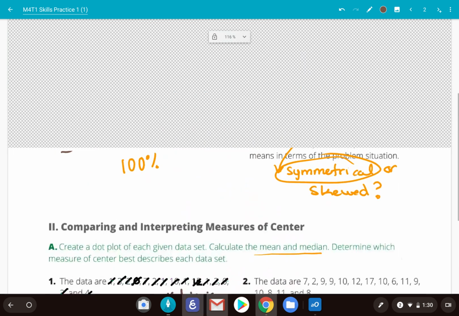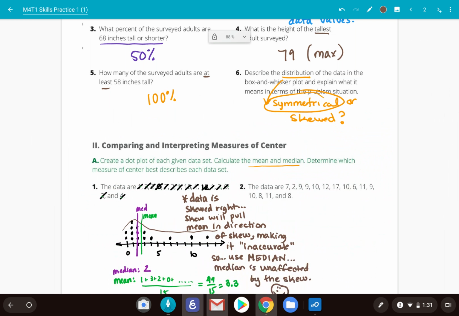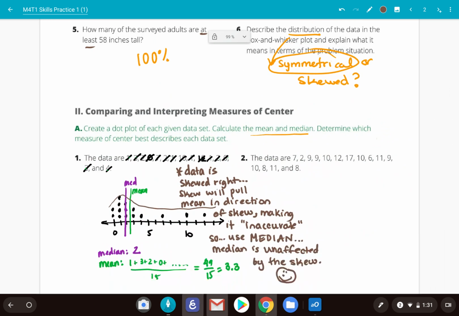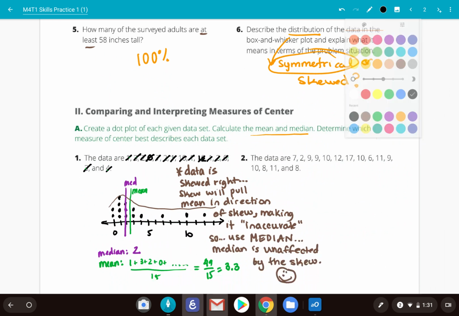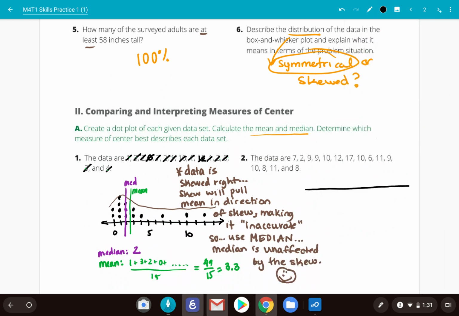For number 2, let's see. Make a number line here for number 2. Our smallest one is 2 and our largest is 17. So we'll start at 2, 3, 4, 5, 6, 7, 8, 9, 10, 11, 12, 13, 14, 15, 16, 17. So let's record our data.